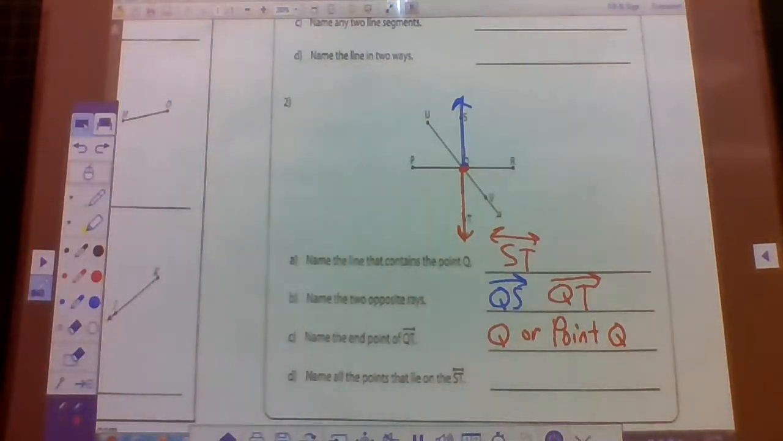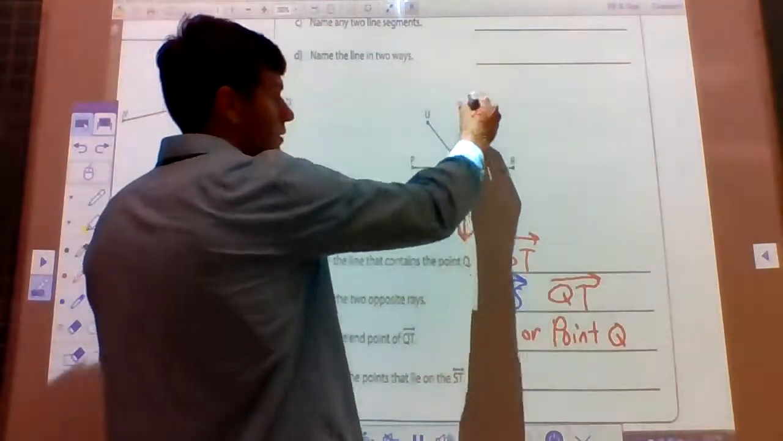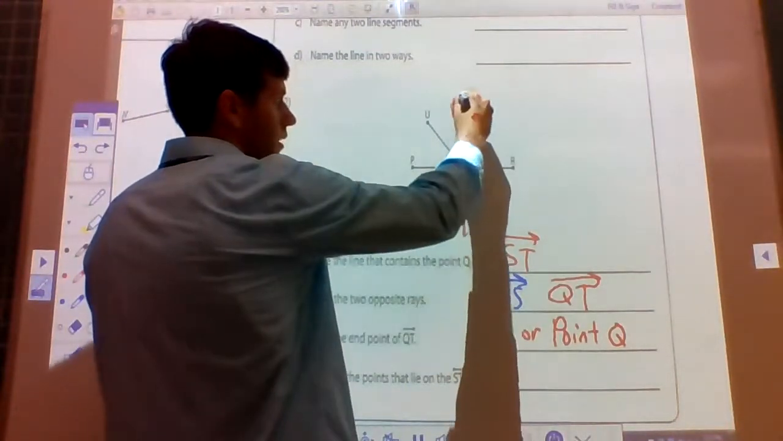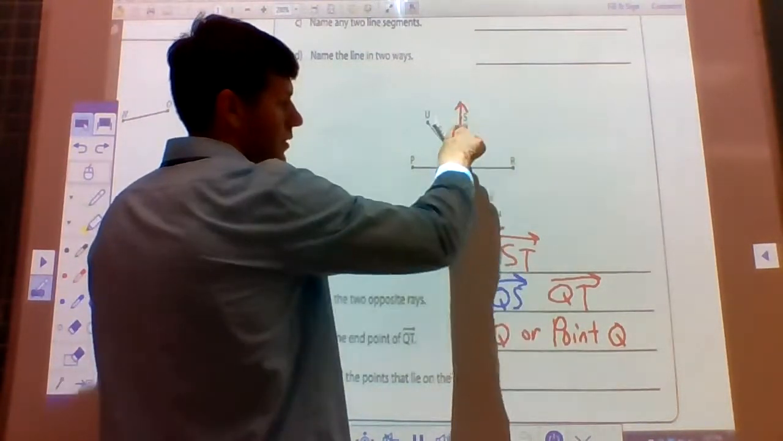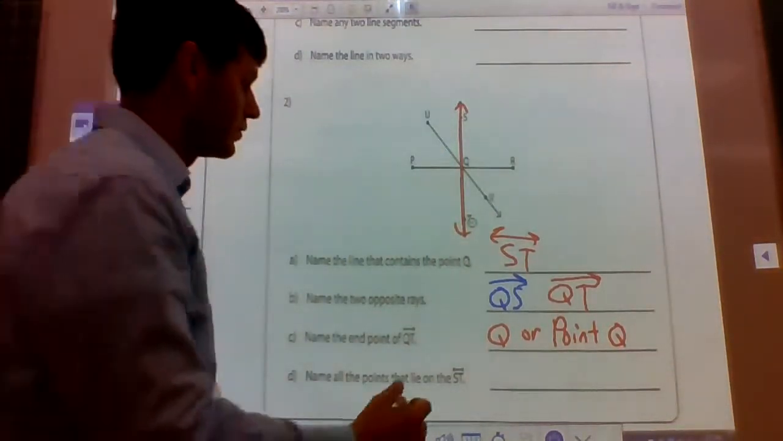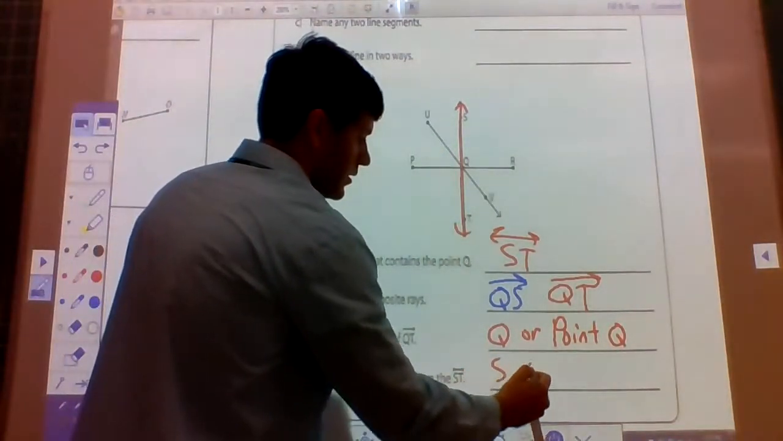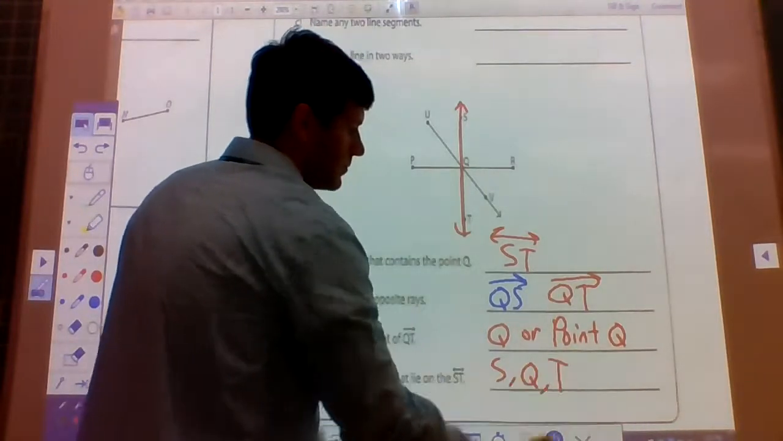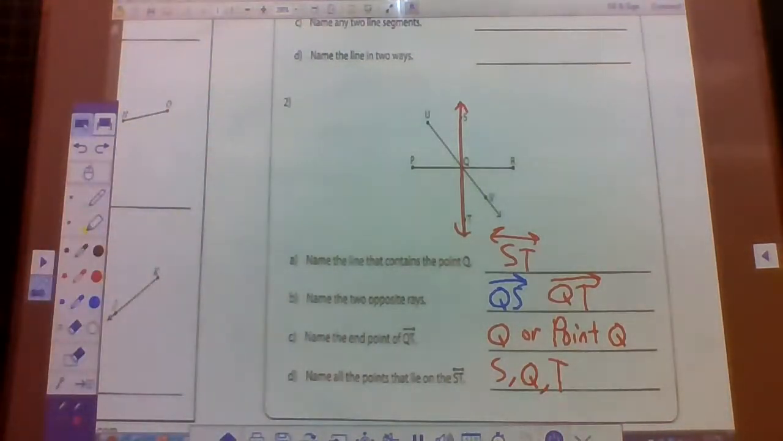All right, then we want to name all the points that are on line ST. So again, line ST was this line that we named. Again, there's an infinite amount of points on the line. The 3 that are labeled are S, Q, and T. Points S, Q, and T. Okay, and that's it for this one.